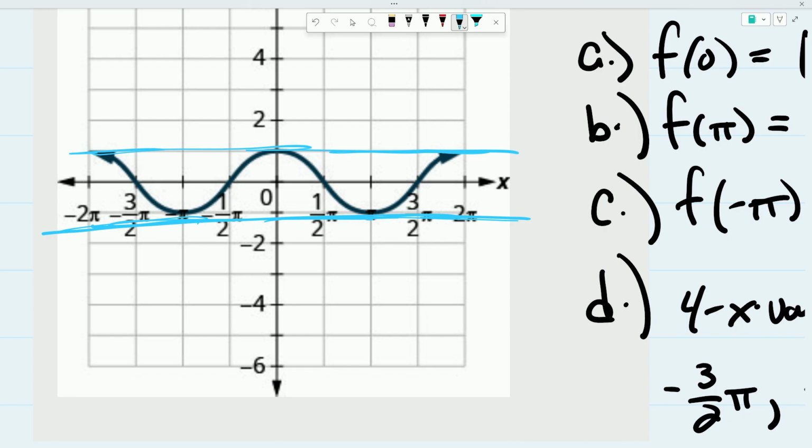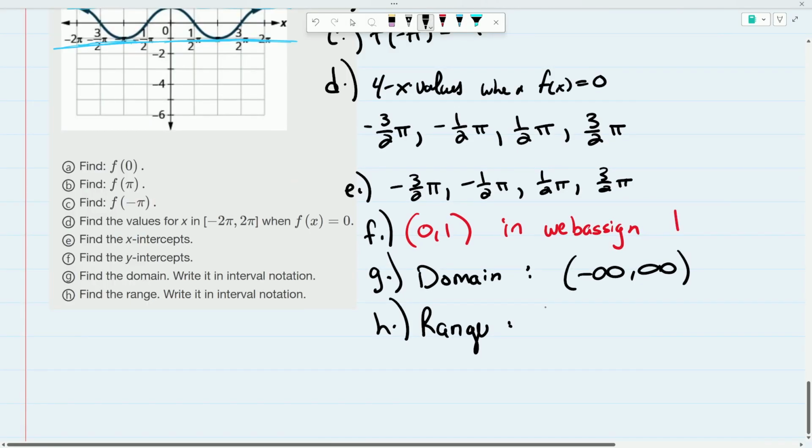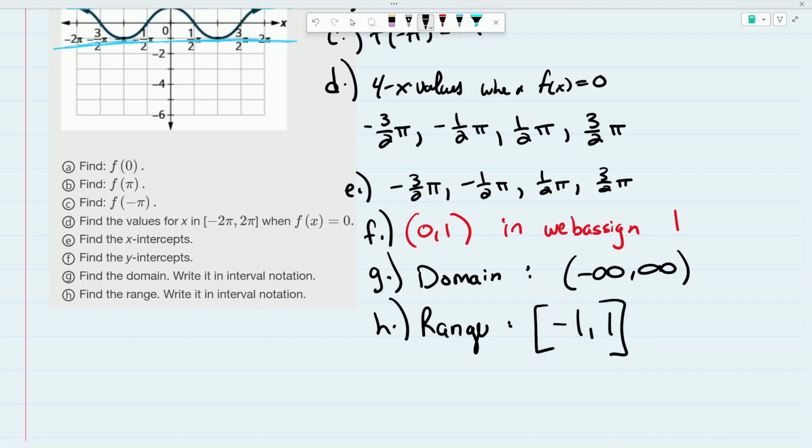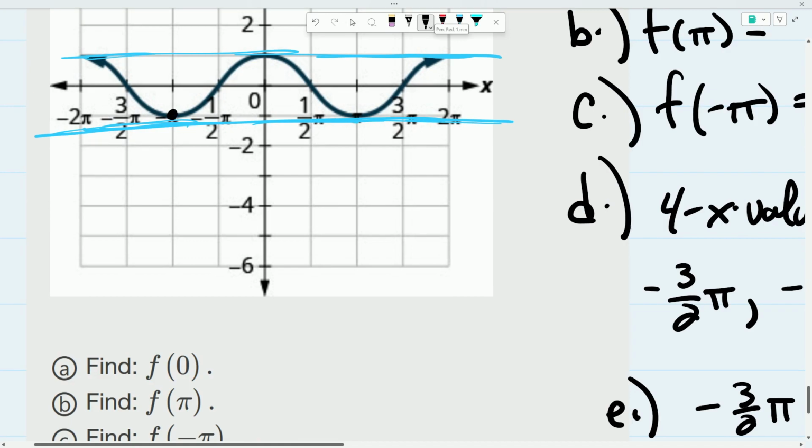So what are those y values? Well, the smallest y value is going to be negative 1. And then the highest y value is going to be positive 1. So our range is going to be negative 1 to positive 1. And I knew to use the brackets because I can draw a solid circle or a solid dot for those values right there. So I can include them.